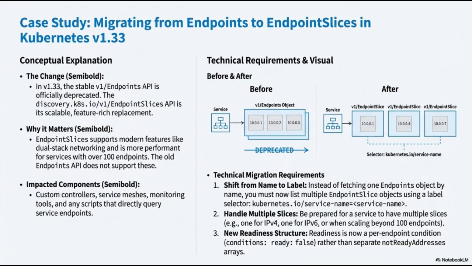Number 3, adopt the new readiness structure. Readiness is no longer tracked in separate not-ready addresses arrays. It is now a per-endpoint condition, meaning you'll check a Boolean ready flag for each individual address. Adopting these requirements now will ensure your infrastructure remains performant and compatible as the Kubernetes ecosystem moves forward.